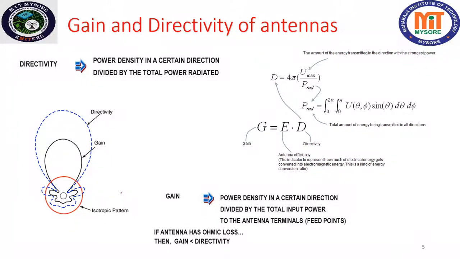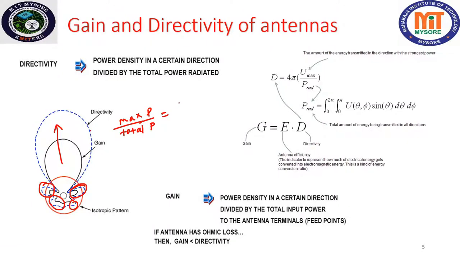Next, coming to the important topic, that is gain and directivity of antennas. So what is directivity? Directivity is the ratio of power density in a certain direction to the total power radiated. If you consider this diagram, the dotted lines show power density in a particular direction, whereas for the total power you have to consider the power over the entire area. So it is the ratio of maximum power in the particular direction to the total power which is radiated. There is a slight radiation in other directions also that we will consider, and we will make a total power.